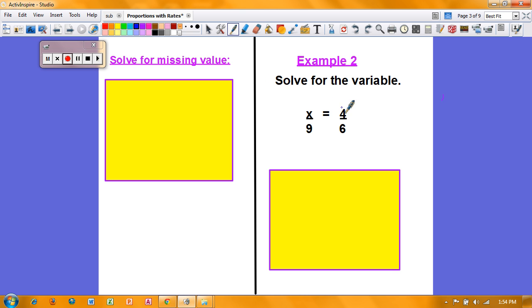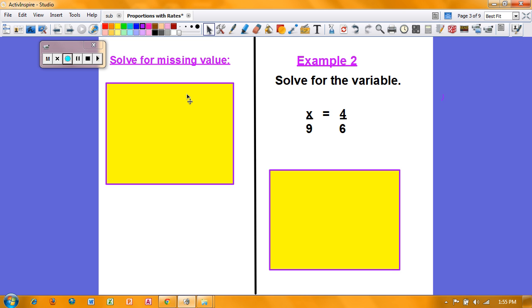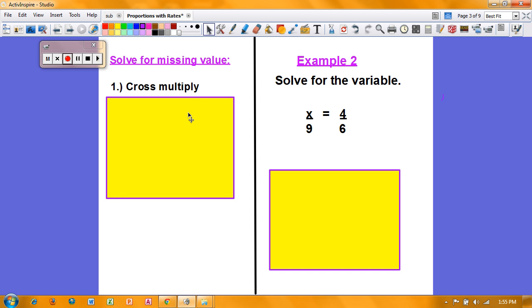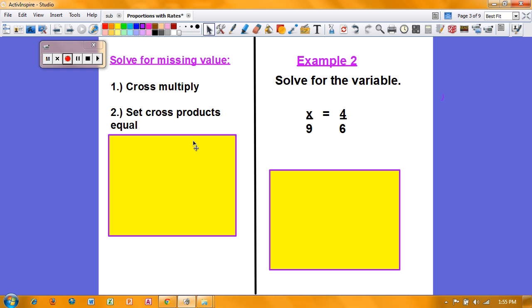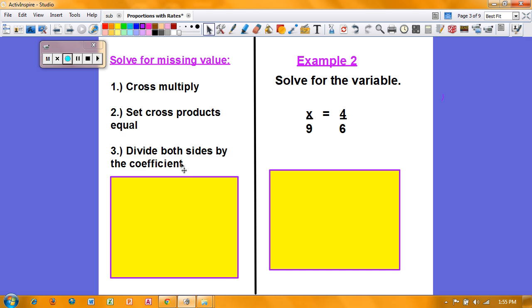All right. Sometimes you will see the proportion and there will be a piece missing, so you'll see a variable and you'll have to solve to figure out what that value is. So the steps to solve for a missing value: first, we want to cross multiply. Second, we want to set cross products equal to each other. And third, we want to divide both sides by the coefficient. Whenever we talked about proportions with probability, I told you guys cross multiply and divide by whatever's left over. Your step 3, that's the same as dividing by whatever's left over, and you'll see that in a moment.